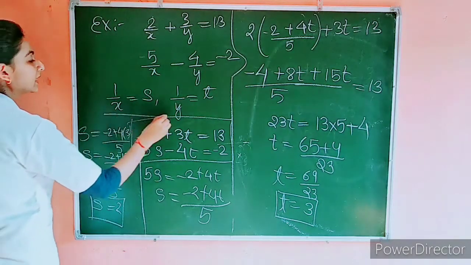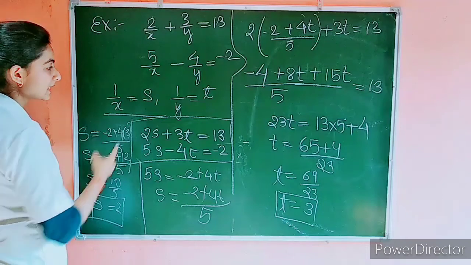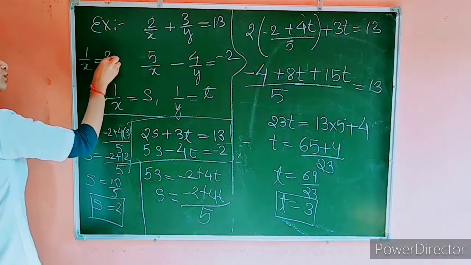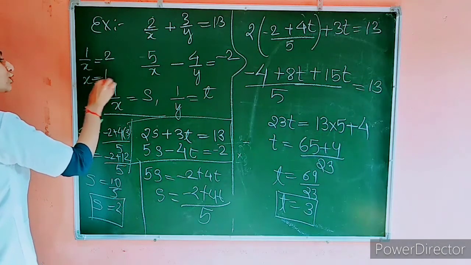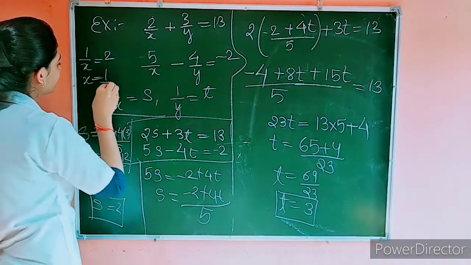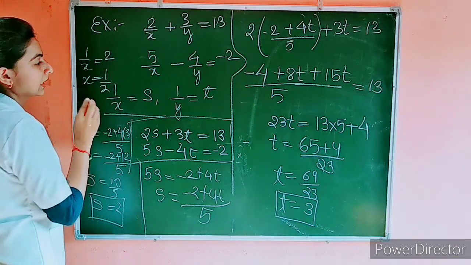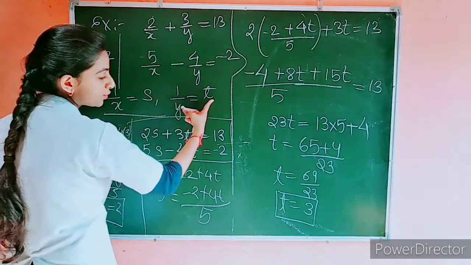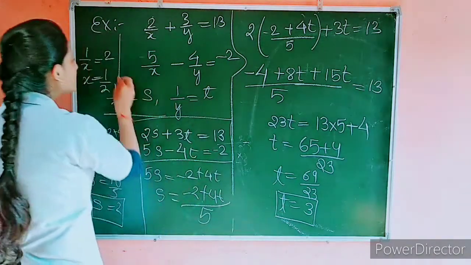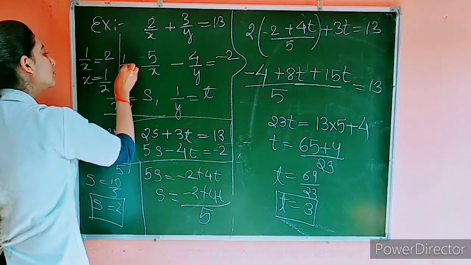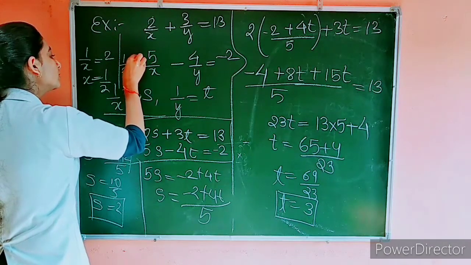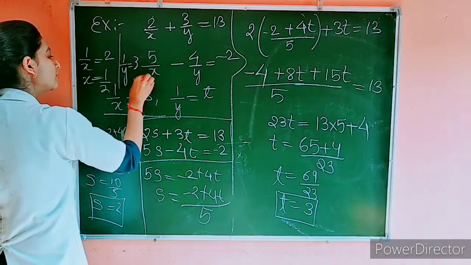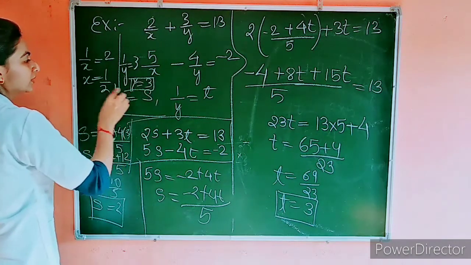Here we had taken 1/x as s, so 1/x = 2, which means x = 1/2. And 1/y = t, that is 3, which means y = 1/3.